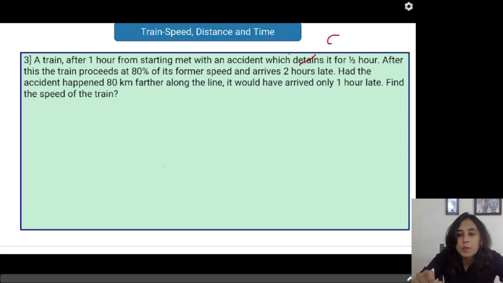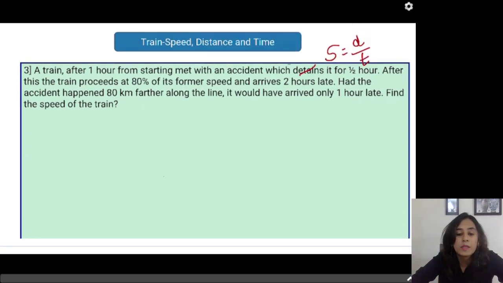So guys, here also you have to use the formula speed equal to distance upon time, and you can solve the problem. This is a bit tough one, but if you logically understand the problem, understand the solution, understand what this problem meant, then you can solve it within 90 seconds. So guys, your time starts now.